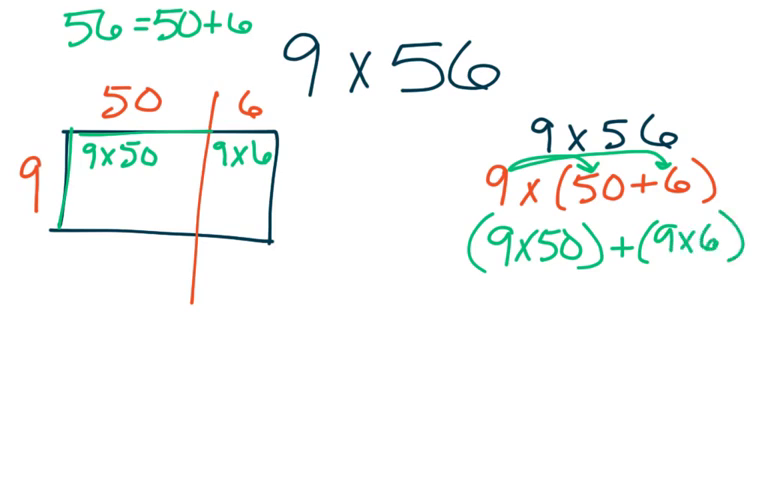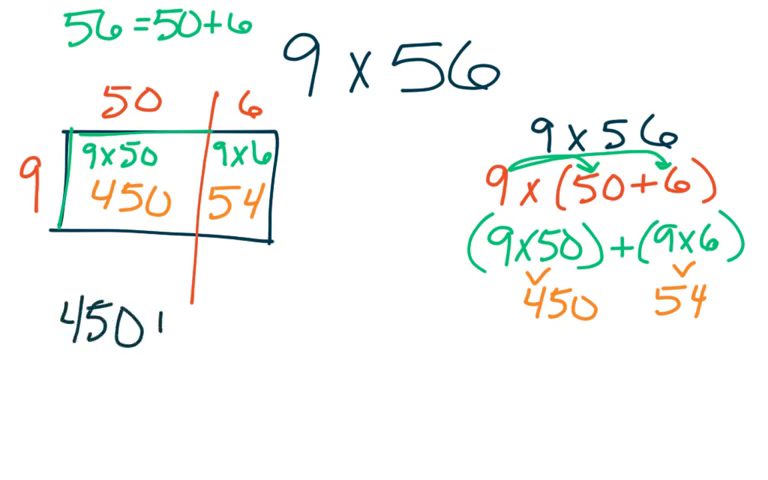Now I'm going to solve for my partial products. 9 times 50 is 450. 9 times 6 is 54. I'm going to do the same thing over here. 9 times 50 is 450. 9 times 6 is 54. My final step is to add 450 plus 54, and I get 504 as my final product.